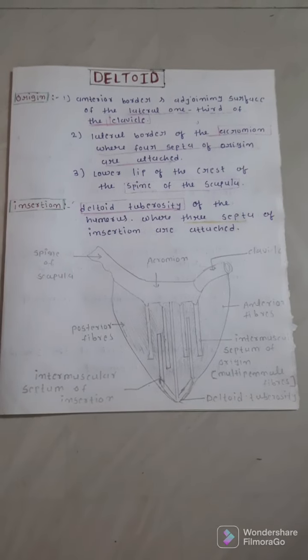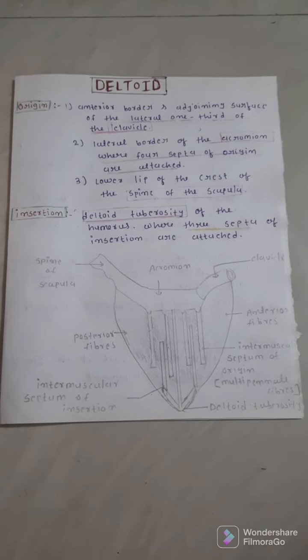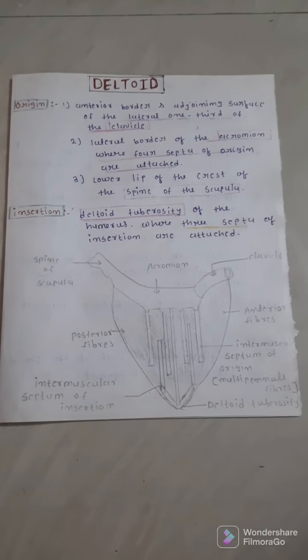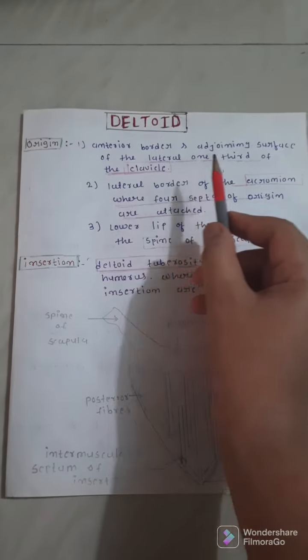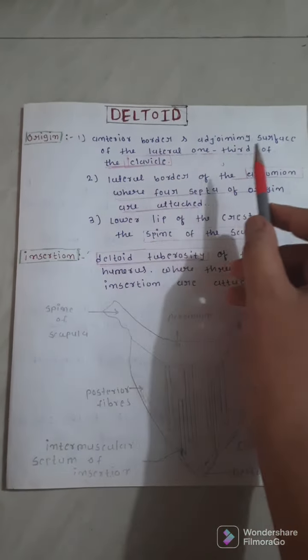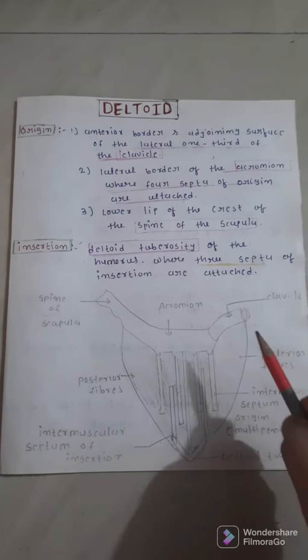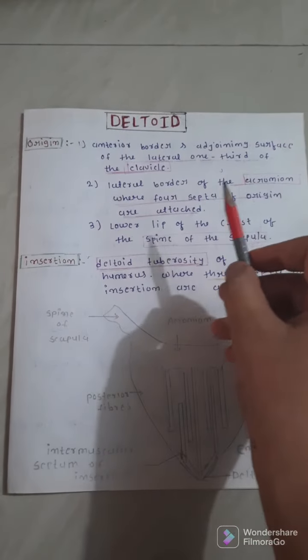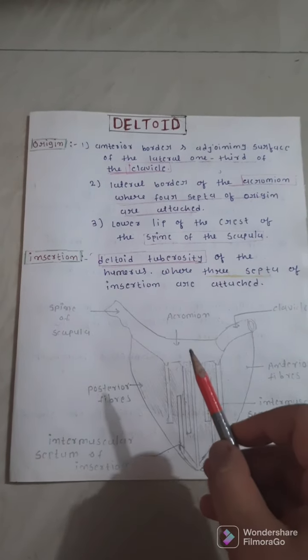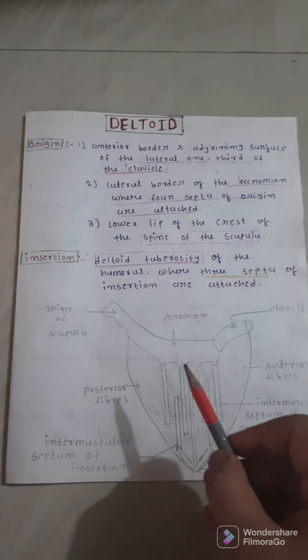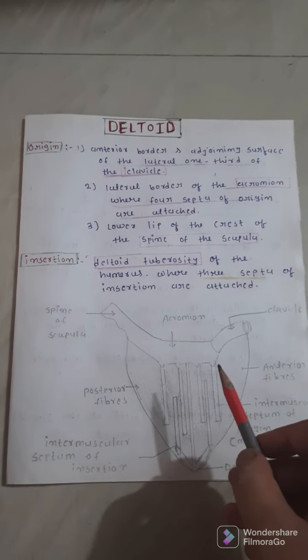Hello everyone, today's topic is deltoid muscle and serratus anterior muscle: origin, insertion, nerve supply and action. Its origin: anterior border of the adjoining surface of the lateral one-third of the clavicle. Here, lateral border of the acromion where the four septa of origin are attached. It's acromion process, four septa, 1, 2, 3 and 4.